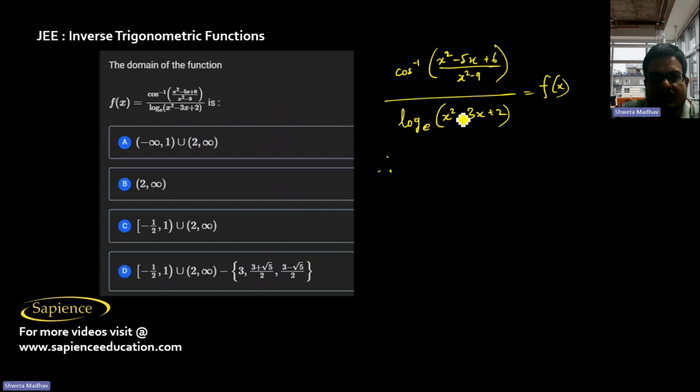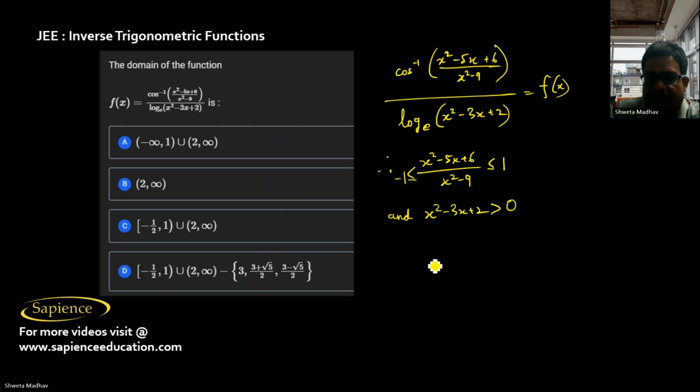Now this cos inverse argument will go from minus 1 to plus 1. So (x square minus 5x plus 6) by (x square minus 9) will be greater than minus 1 but less than 1. And x square minus 3x plus 2 should be greater than 0, and it should not be equal to 1, since log base e of 1 is 0, and something divided by 0 will be undefined.